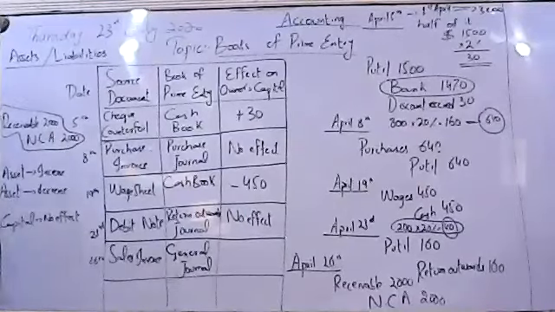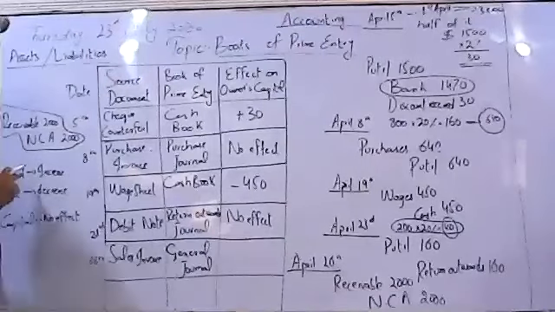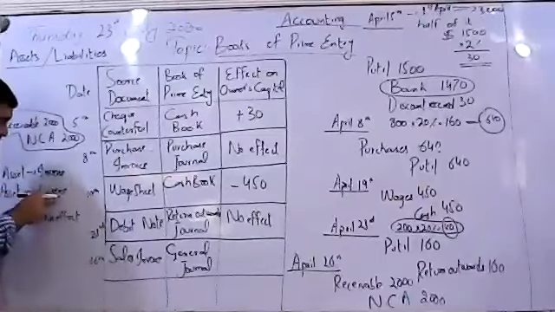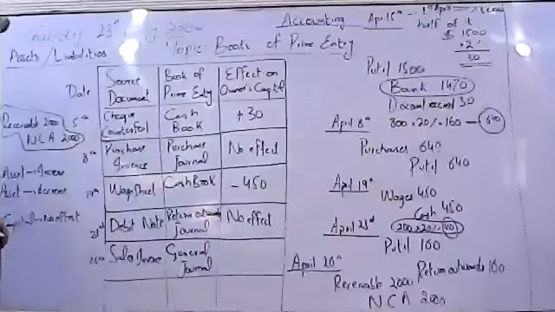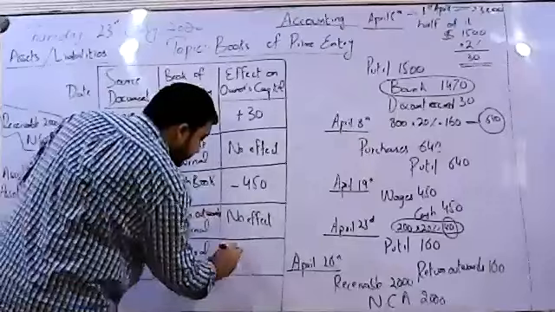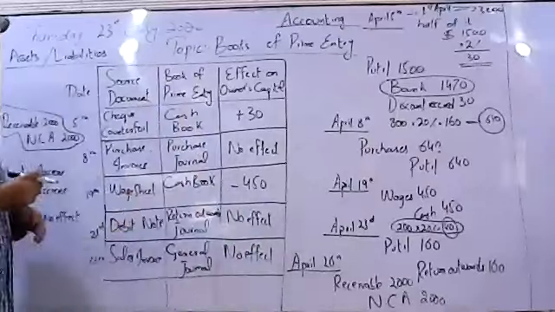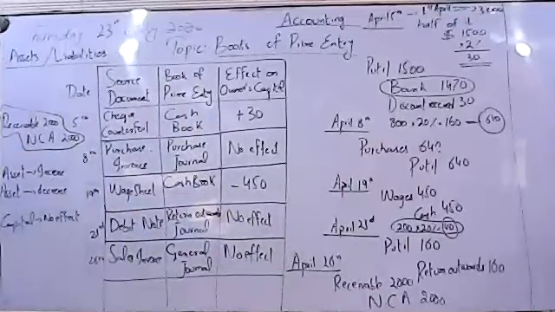So we can see that due to this transaction, our assets have increased, and our assets on the other side have decreased. So overall, we have no effect on our capital due to this transaction. This is the end of this part.